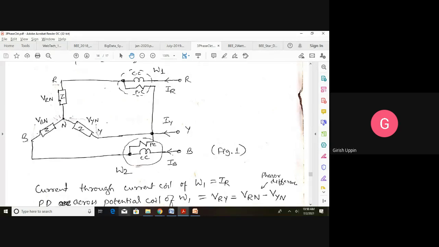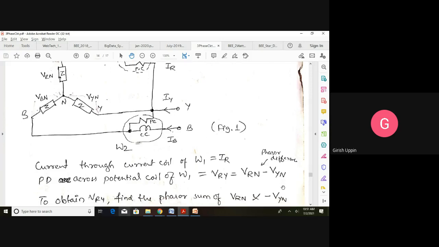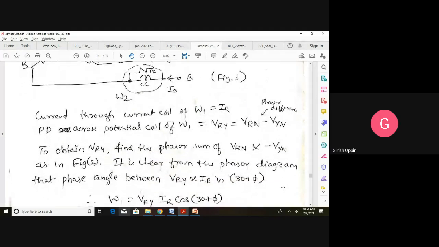So plus VNY, I will reverse it. VNY is equal to minus VYN. Therefore, it is VRN minus VYN. So that is what we get here. If you remember, in the earlier star connection also, we did this kind of analysis. VRY is equal to the phasor sum of VRN and minus VYN. Similarly, to obtain VRY, find the phasor sum of VRN and minus VYN.